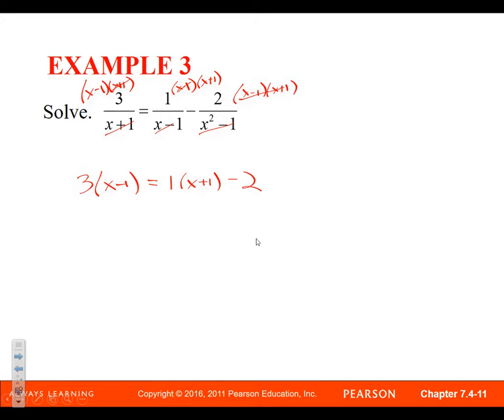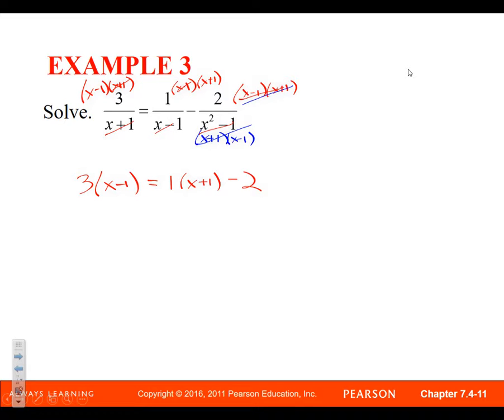Which one? No, no x's. Because the denominator will factor into x plus 1, x minus 1. So it's both the same. That's just 1. So you're just left with the minus 2 at the end. Okay? You guys can finish that from there?